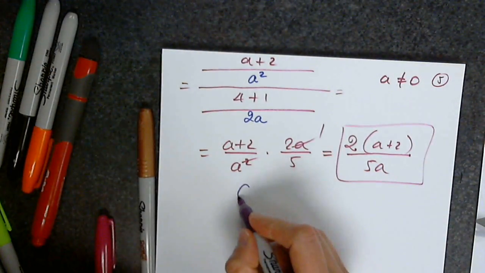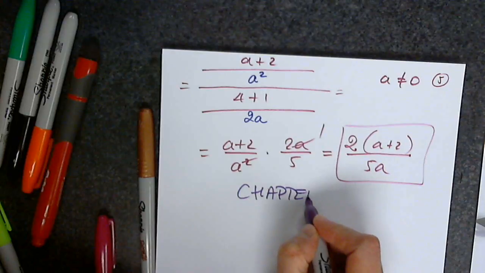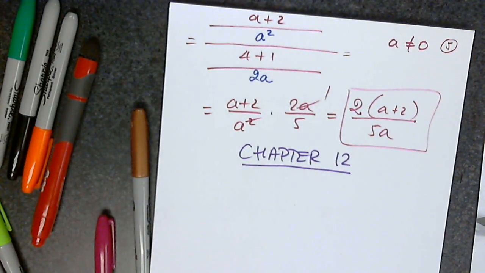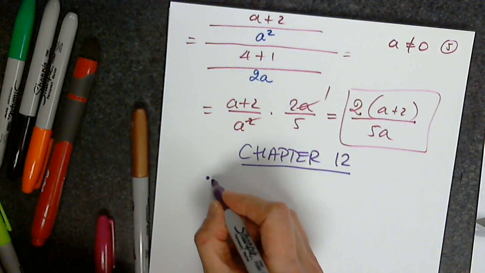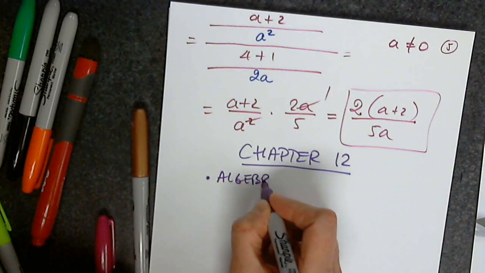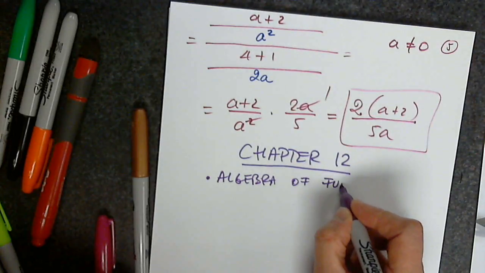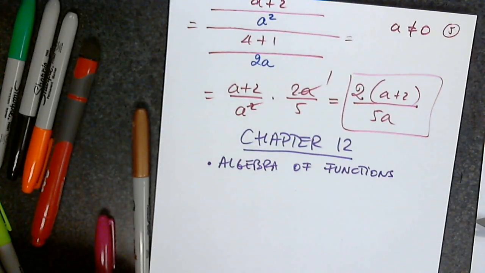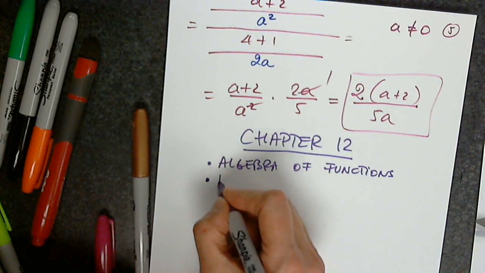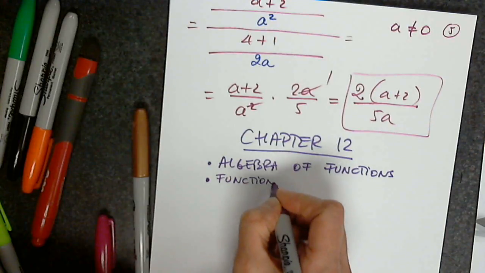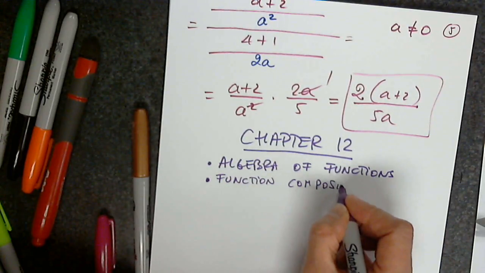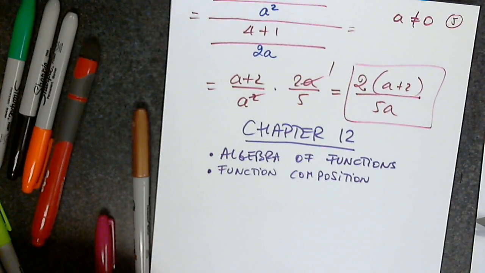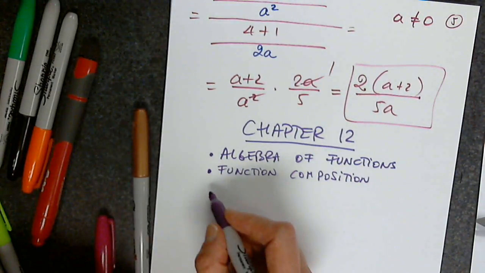Chapter 12. Chapter 12 deals with the following: algebra of functions. These are the major topics. Algebra of functions. Second one, function composition. So algebra of functions, then function composition.